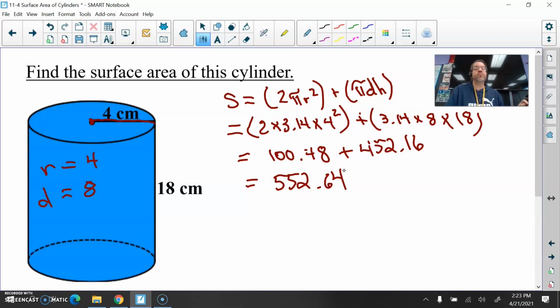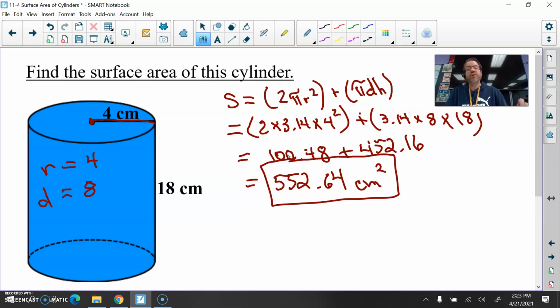Area is always square units. I'm working with centimeters in this problem, so I put centimeters squared, or square centimeters. That's my surface area, 552.64 square centimeters. All right, you can watch this video again as many times as you need to.